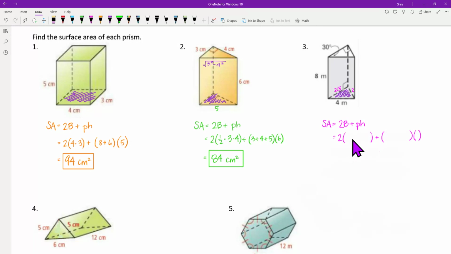So what is the area of my base? 1/2 the base times the height. 1/2 times 2 times 2 square roots of 3. The perimeter is adding all of these up, so 4 plus 2 plus 2 square roots of 3. And my height is the distance between those bases, which is 8.